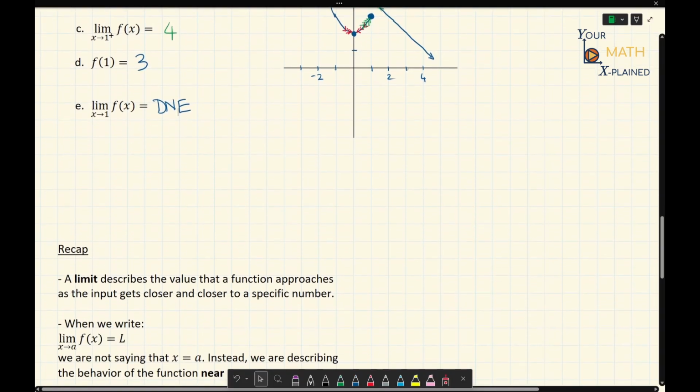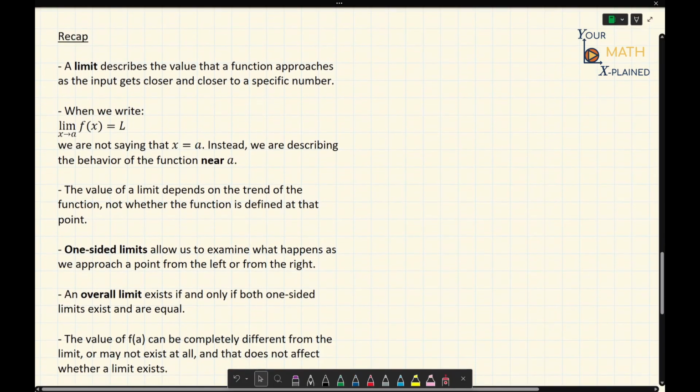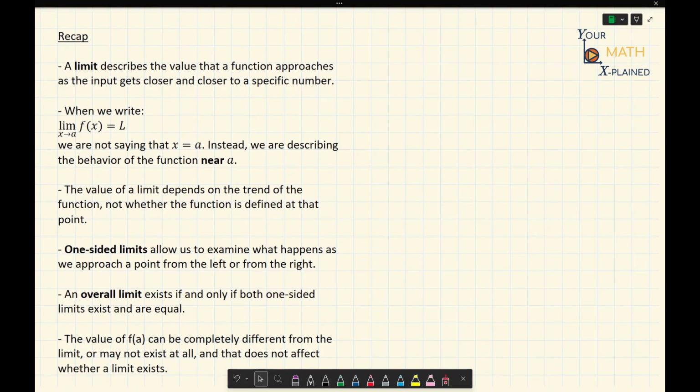So now let's do a recap of what we covered in this video. So a limit describes the value that a function approaches as the input gets closer and closer to a specific number. And we write it like this. And the important thing to note here is that we're not saying that x is equal to a. Instead, we're describing the behavior of the function near a. So the value of a limit depends on the trend of the function and not whether or not the function is actually defined at that point.